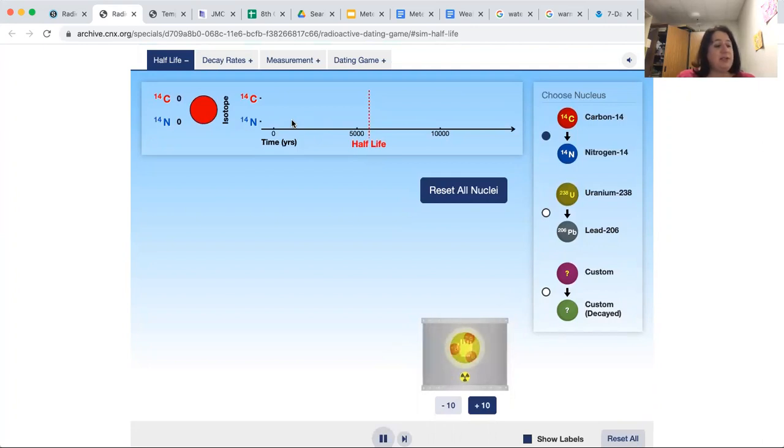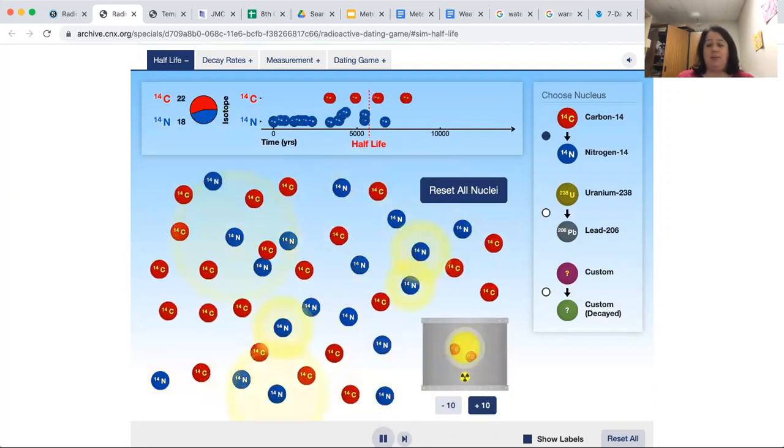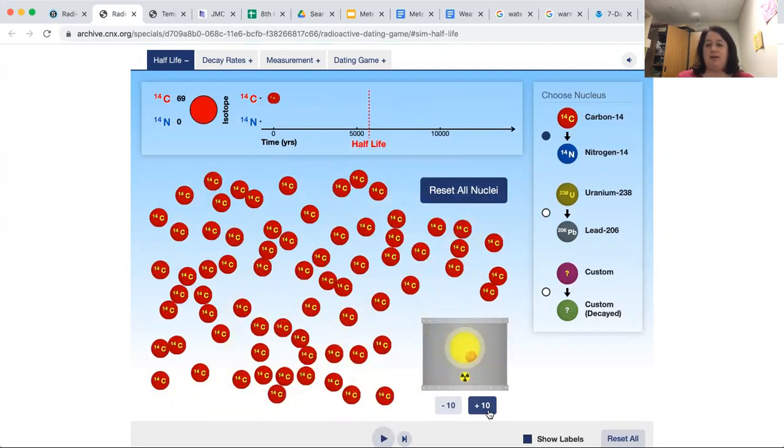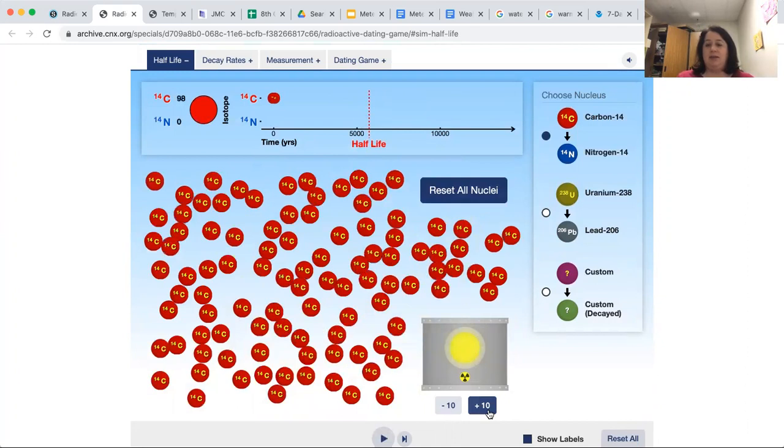So you're going to predict how many atoms. You're going to populate and put that on pause first. Okay, I need to reset my nuclei, hold on. Okay, so I have it on pause, and I populated this with completely radioactive elements. Okay, I'm going to press play.